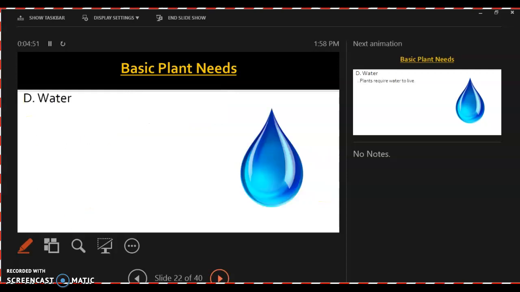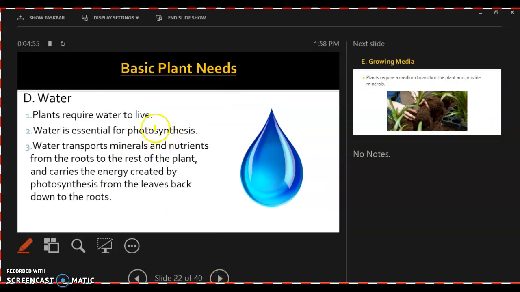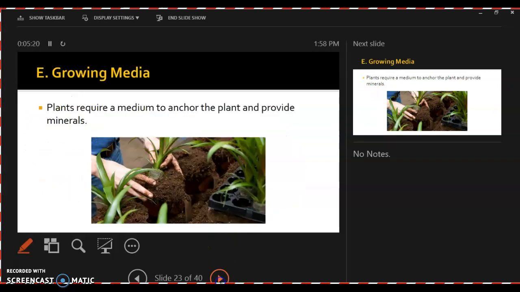So then we have water. Water, of course, just like us, plants require water to live. Water is essential for photosynthesis, and water is going to transport minerals and nutrients from the roots to the rest of the plant. Okay, the purpose of water is to transport. But they have to have water to live. If they didn't have water, they wouldn't be able to transport all of their minerals up.